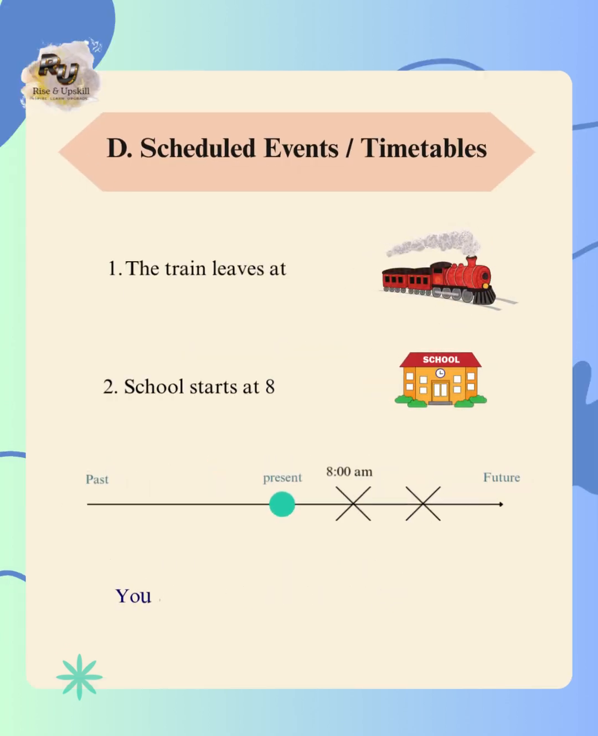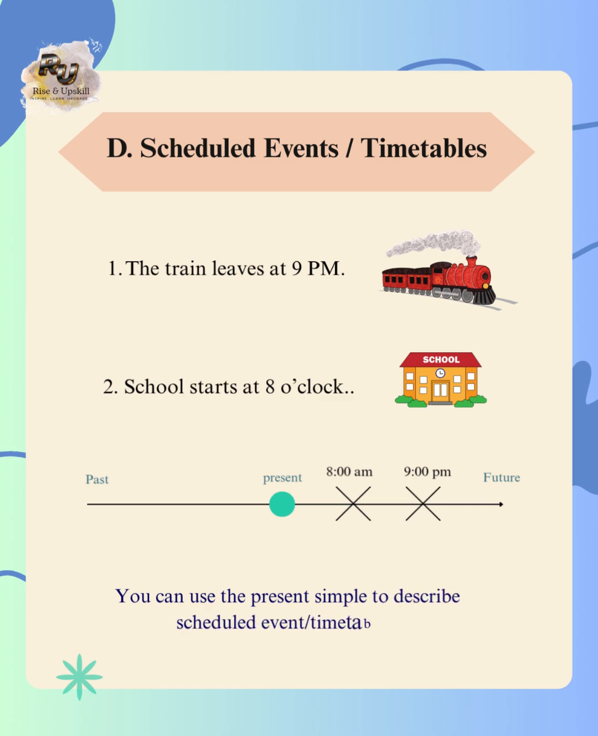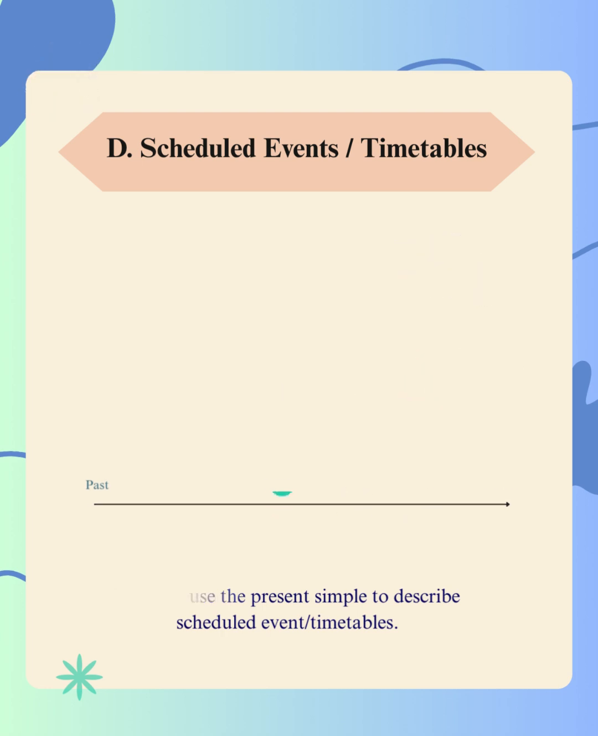Now, look at some examples of scheduled events or timetables. 1. The train leaves at 9 p.m. 2. School starts at 8 o'clock. On the timeline, the scheduled events are marked in the future because they refer to future times. Remember, we use the present simple tense for them because they are part of a fixed schedule or timetable.